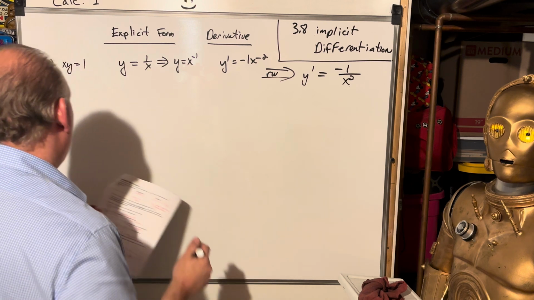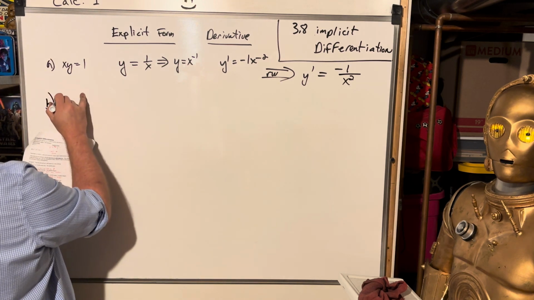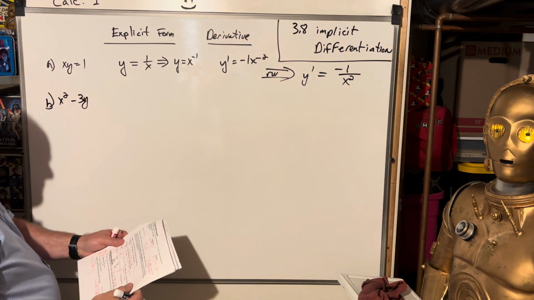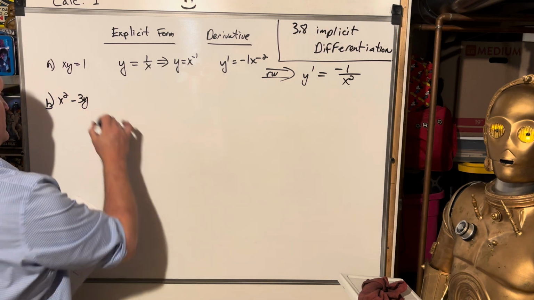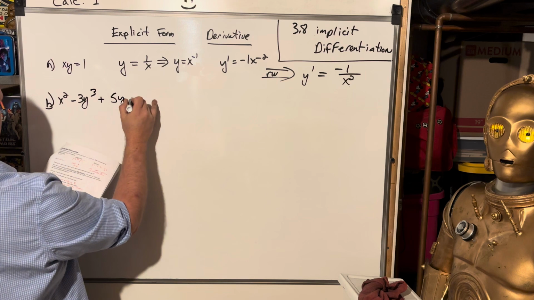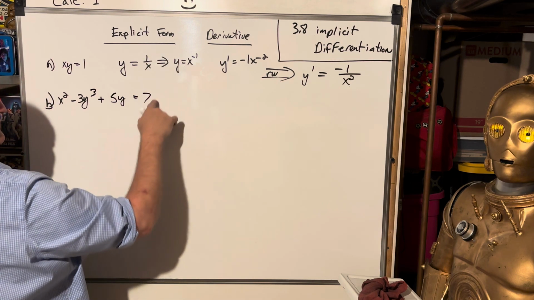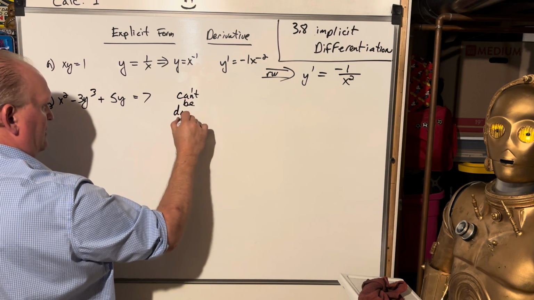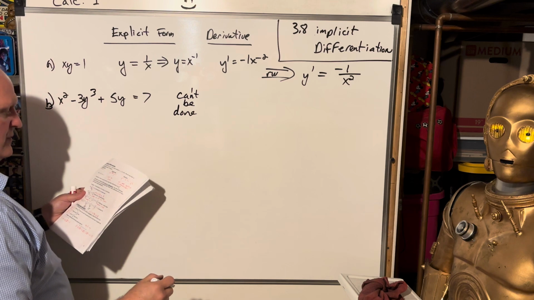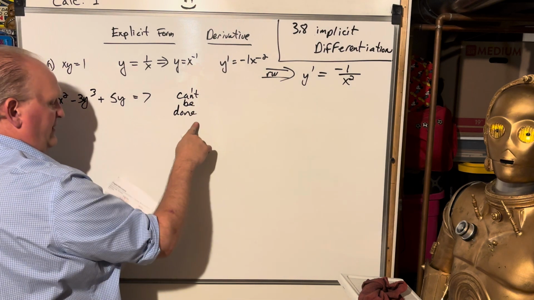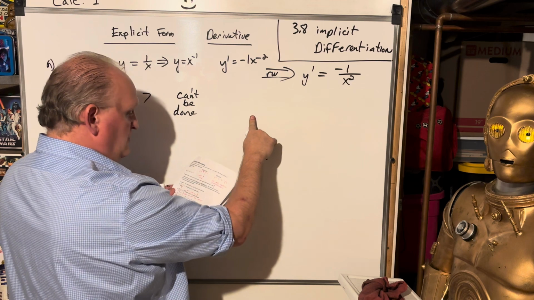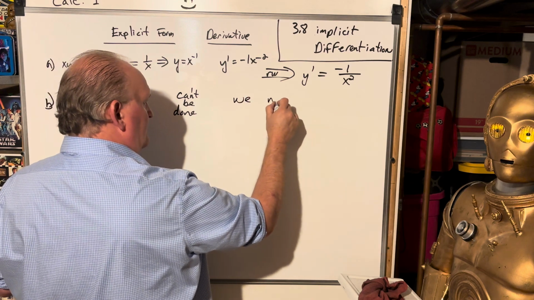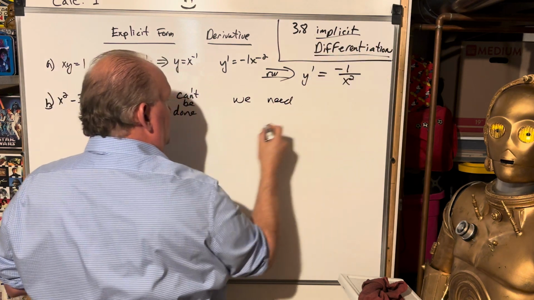What about part B? They have x squared minus 3y cubed plus 5y. That's going to be a problem because, in explicit form, we can't do that. It can't be done. And so that means we can't take the derivative if we don't have it as y equals. So we need implicit differentiation.